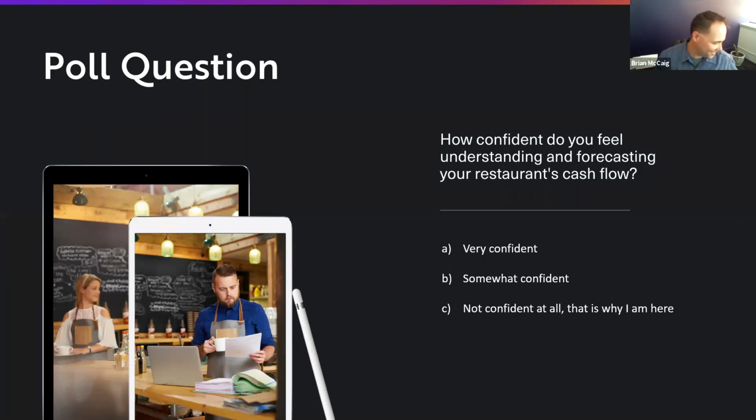Brittany, any guesses? This is really getting a feel for the room, seeing how honest this group of folks are. I always think back to my days in the restaurant, and I know before I came to RASI, I would have been in the not confident at all. That's why I'm here. So I'm curious to see. Yeah, it's a learning curve for all of us.